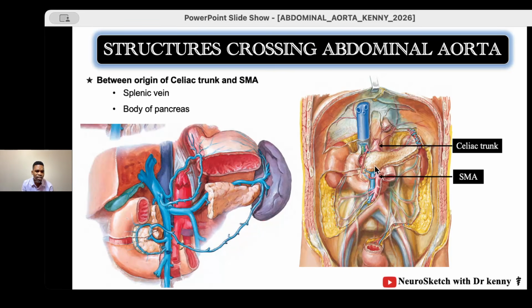And this is also very, very important, because if someone has tumors of the pancreas, they can engulf the abdominal aorta, making it difficult to operate on the tumor because it invades the abdominal aorta and makes it inoperable. This is a very, very important relationship: the body of the pancreas and the abdominal aorta, between the celiac trunk and the superior mesenteric artery. We also have the splenic vein.